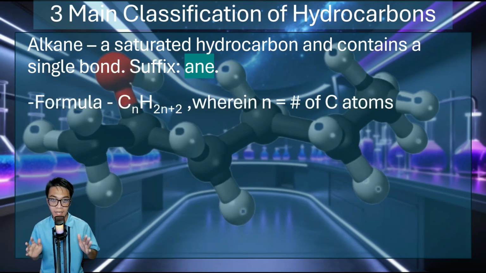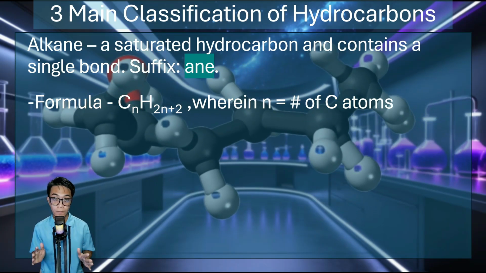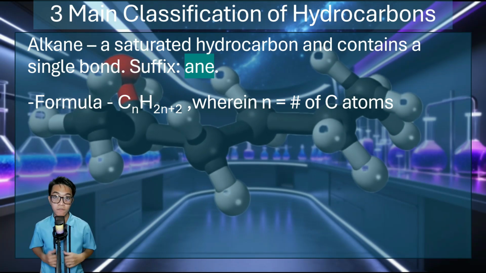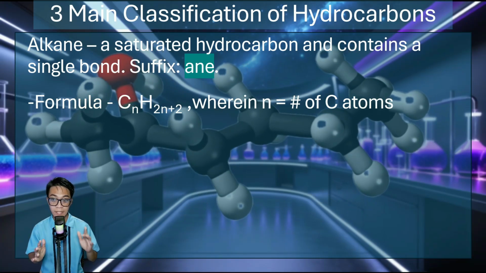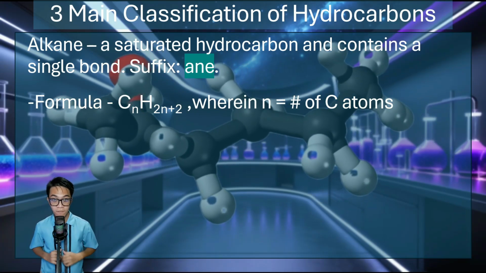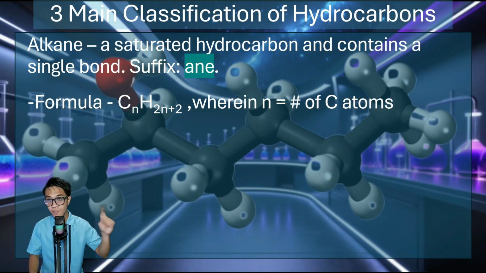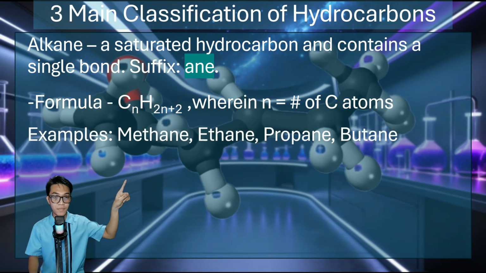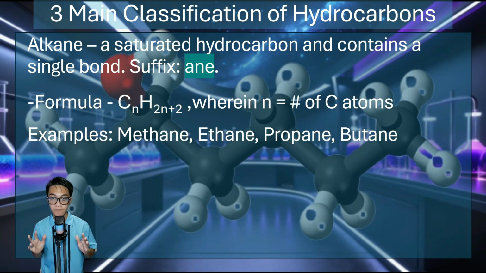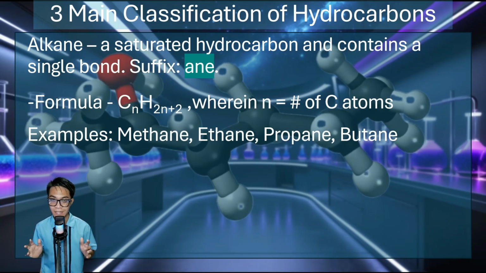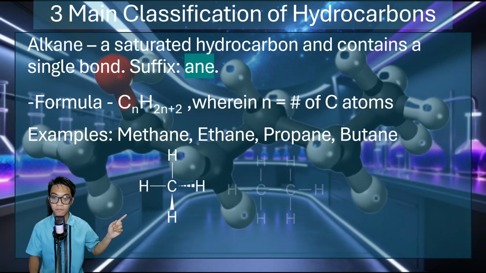Now, to further identify an alkane, we have this formula CnH2n+2, wherein n represents the number of carbon atoms. We just have to simply substitute the letter n with the number of carbon atoms to see if that specific molecule is an alkane or not. We have further examples here for alkane: methane, ethane, propane, and butane. As you can see, all of these hydrocarbons end with -ane, so that automatically identifies them as alkanes. So here are their respective structural formulas.